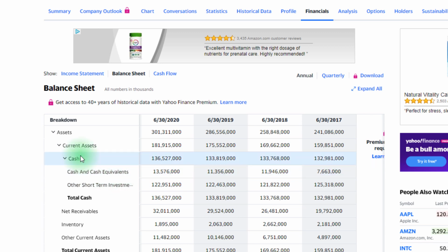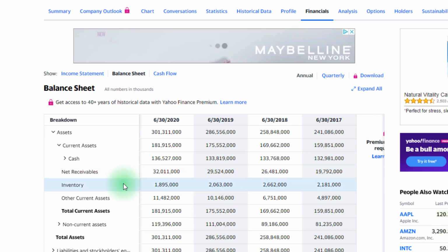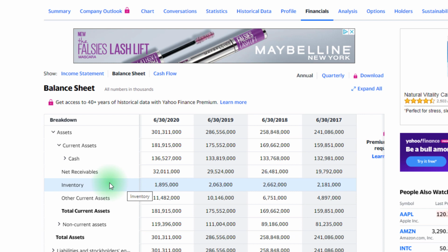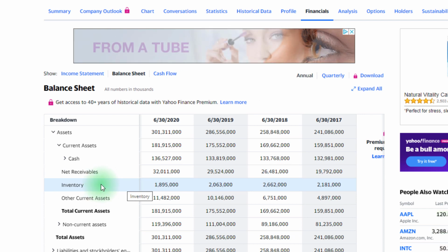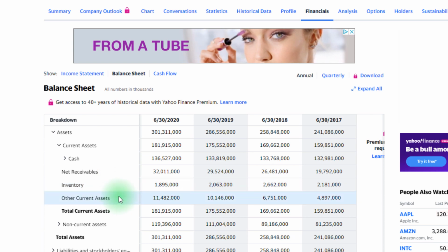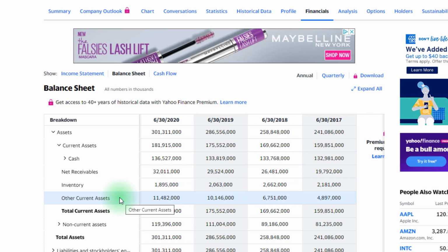equals 123 billion. You have net receivables, so the money that they're expecting to come in the near future, is 32 billion within the next year. Inventory is pretty low, so we don't have one of those companies with an inventory problem here, at 1.9 billion. And then other current assets, and you'll find these on sites like this. You'll find catch-all categories like this: other current assets, other non-current assets, same with liabilities.